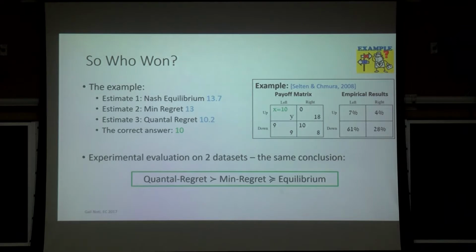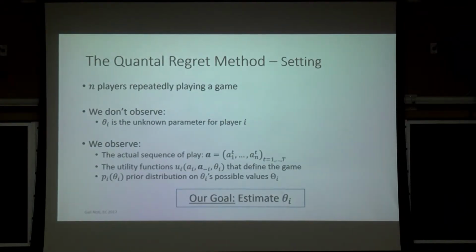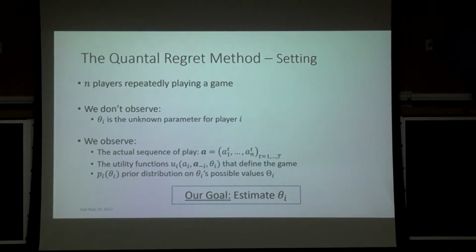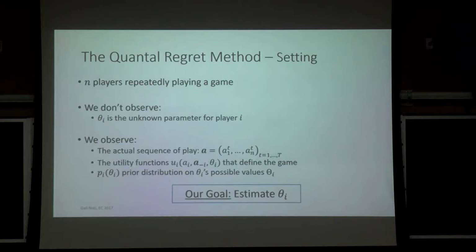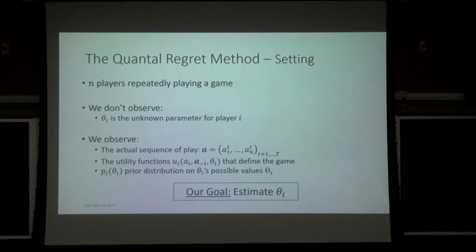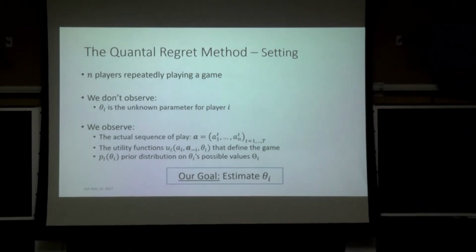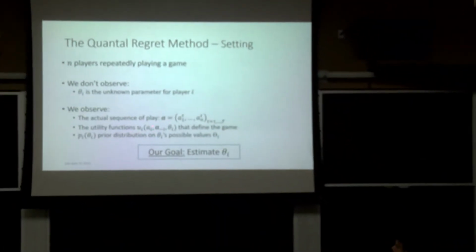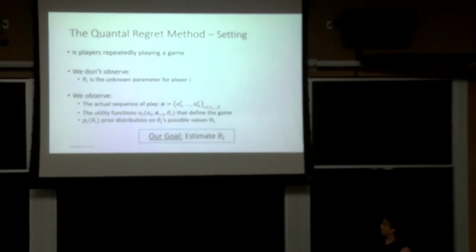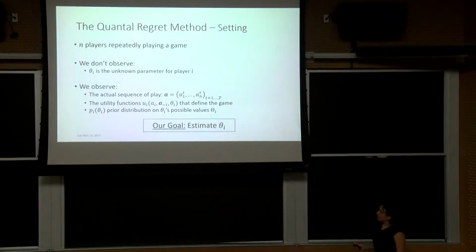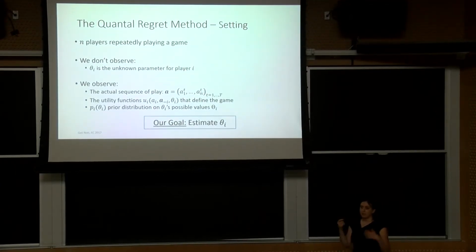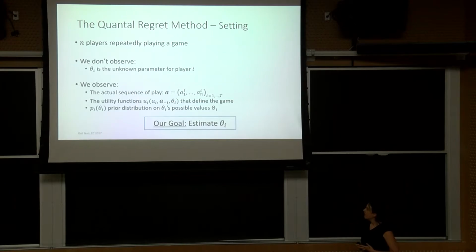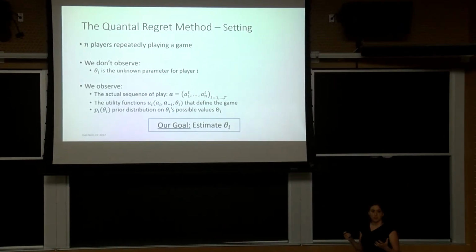All right. Now, before we move on to the experimental evaluation, just a bit more detail about the Quantal regret method. So this is the setting. We're talking about n players who repeatedly play a game. We denote by theta i the unknown parameter for player i, which we do not observe in the data, and this is what we want to estimate. We do observe the sequence of actions played by all players in T repetitions of the game, and their utility functions that actually define the game. The utility for every player depends on the actions made by all players, as well as on his own private parameter theta i. And we also have some prior distribution on possible values of theta i. We will just use the uniform prior in our results. And the goal is to estimate theta i based on these observed data.